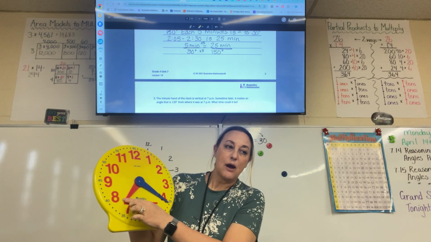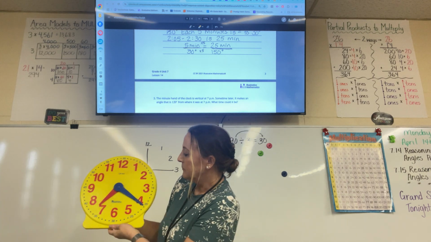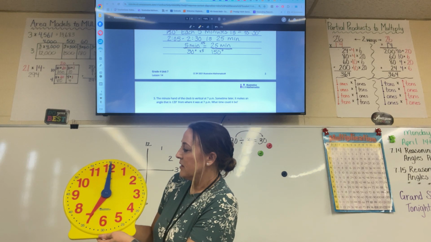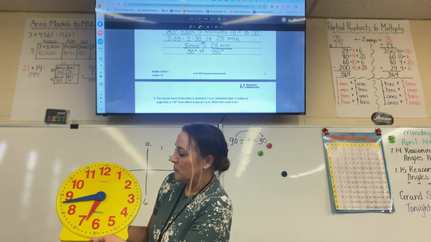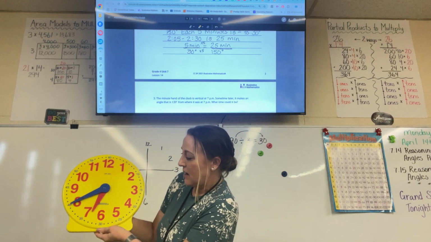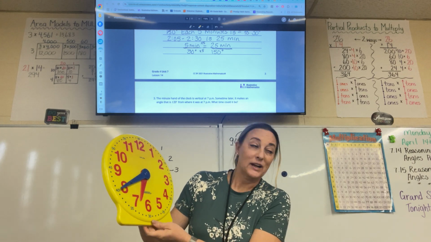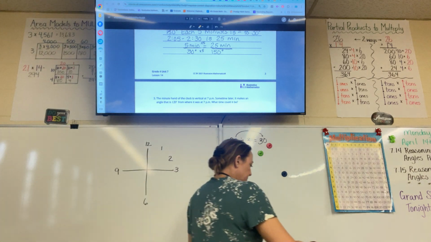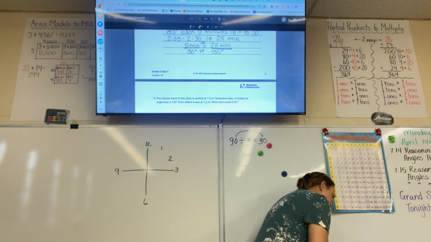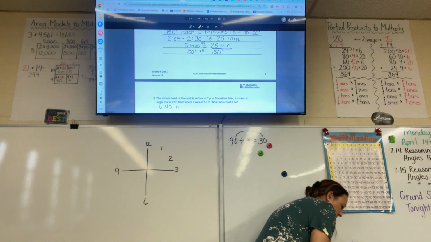The red hand is the hour hand. So it's pointing between the 7 and the 8. So that's going to be 7:20. Or this is where it started. We can go back 30, 60, 90, 120. So then that time would be 6:40. So 7:20 or 6:40.